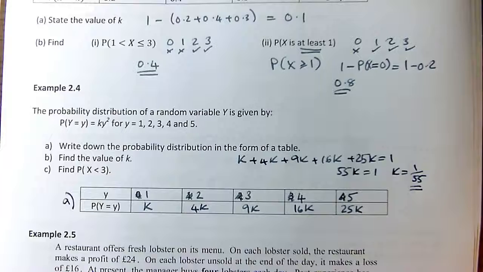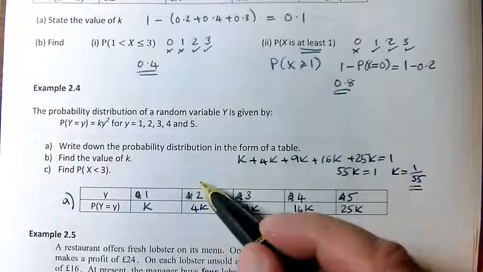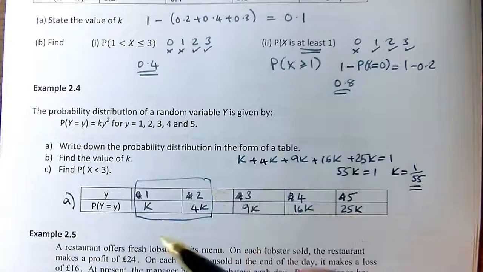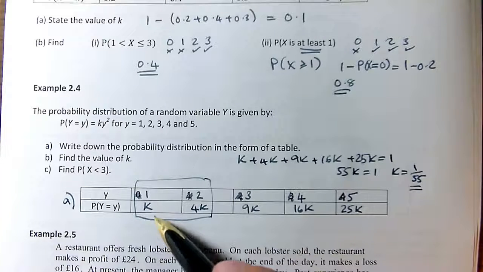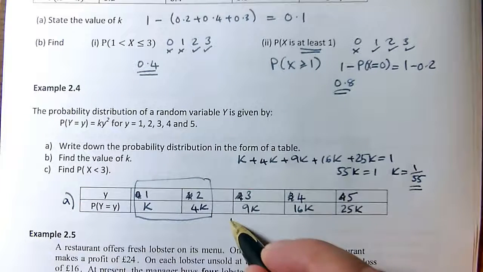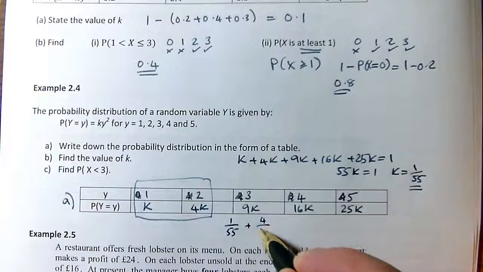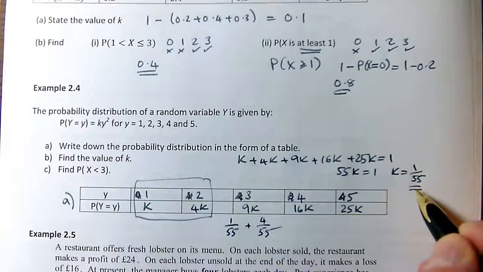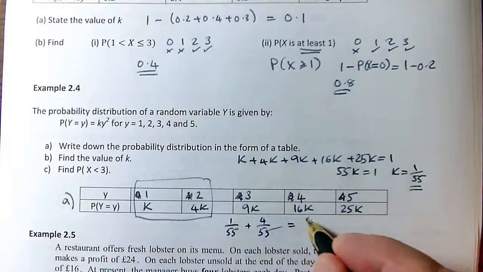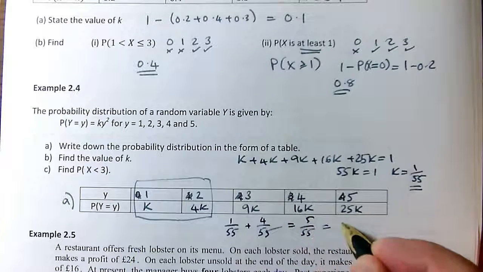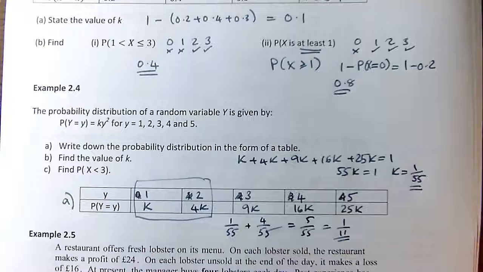And the probability that x is less than 3, well, the only way it can be less than 3 is being either 1 or 2. So it's going to be k plus 4k, which is 1 over 55, plus 4 over 55, because I know that k is this, you see. So I'm going to get 5 over 55, which is 1/11th, which is the answer for that probability. Aren't discrete random variables easy?